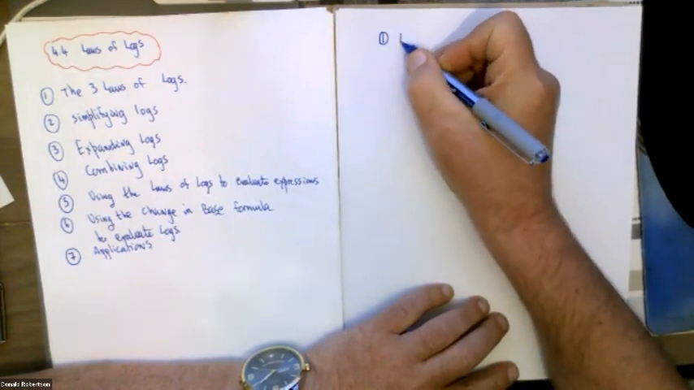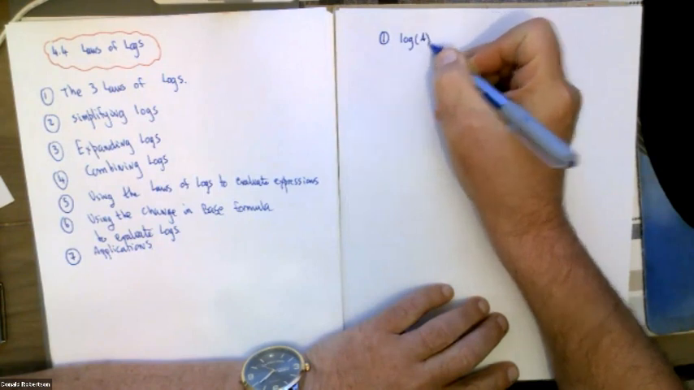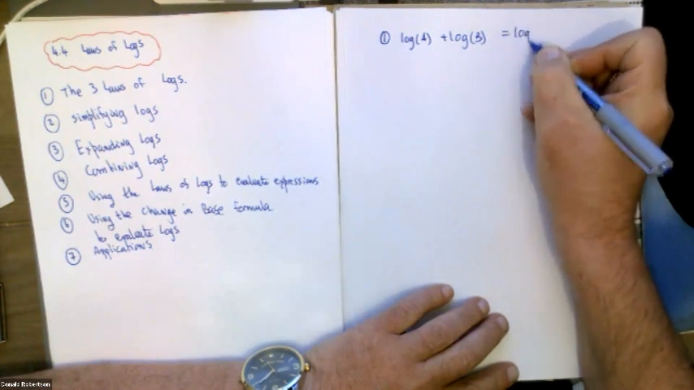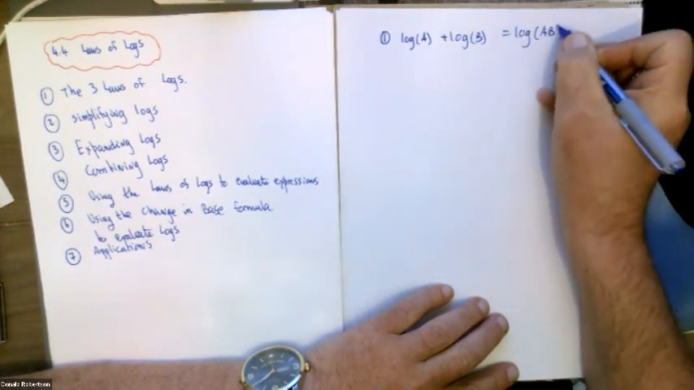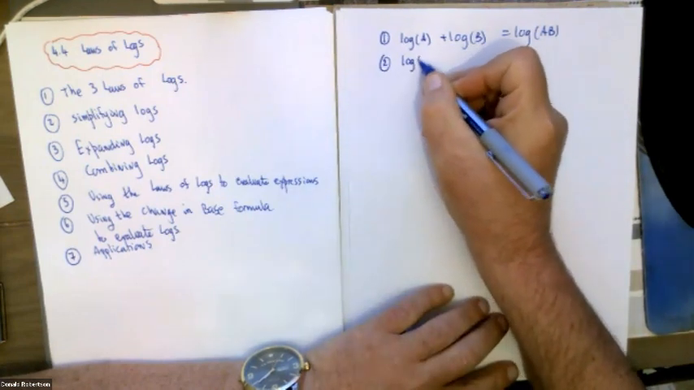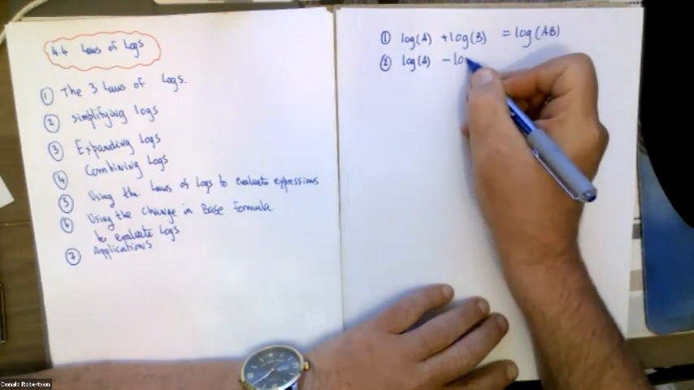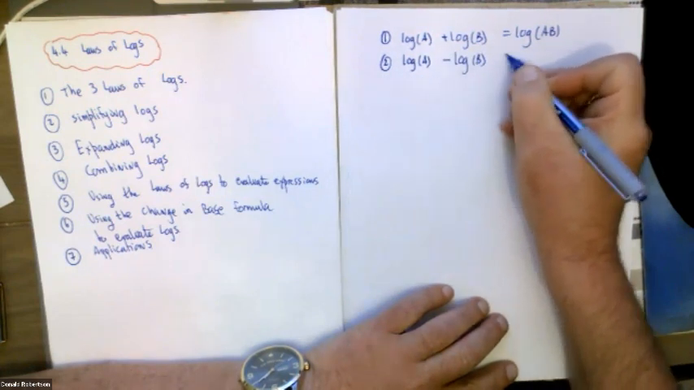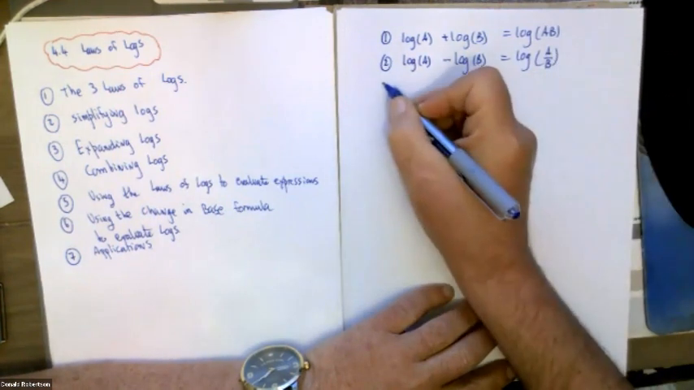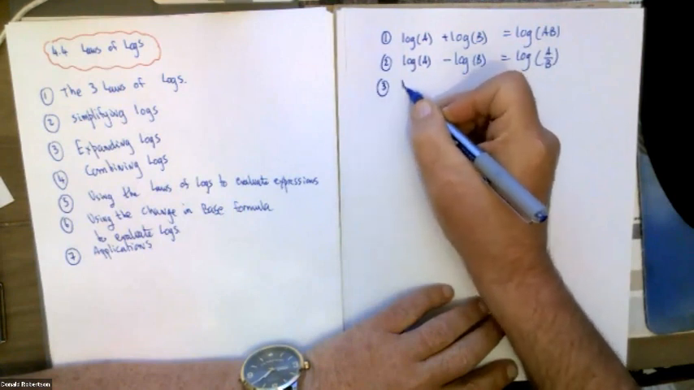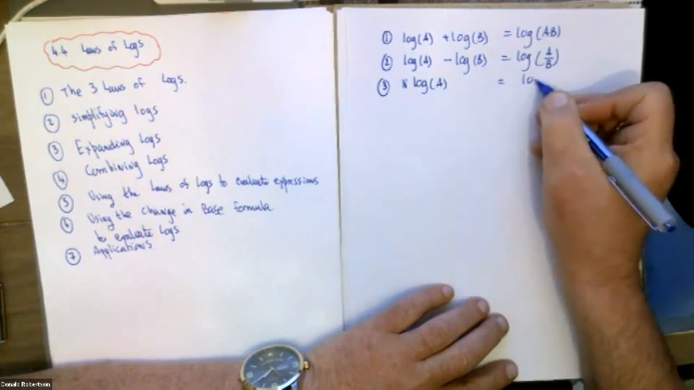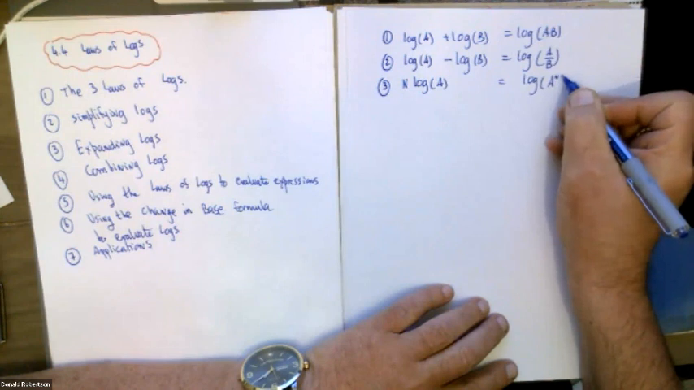The first rule says that the log of A plus the log of B is the same number as the log of A times B. The second law of logs says the log of A subtract the log of B is the same number as the single log of A divided by B. And the third one says that n times the log of A is the same thing as the single log of A to the power of n.